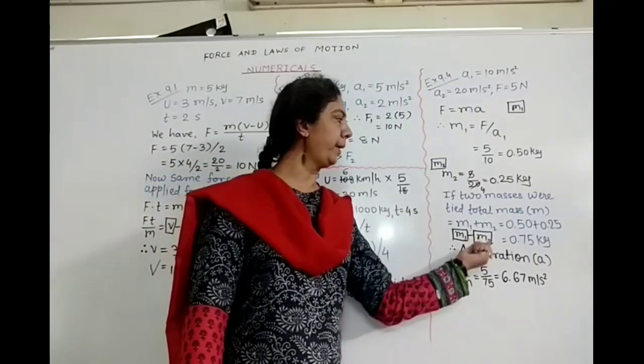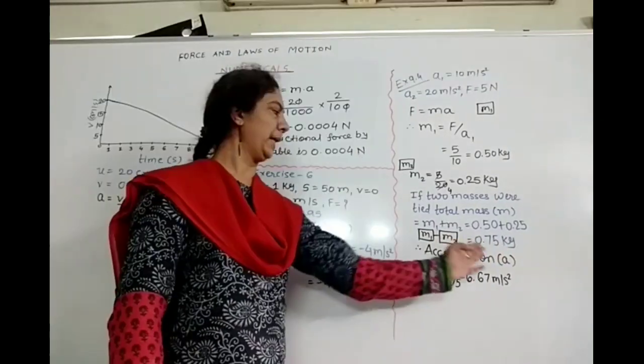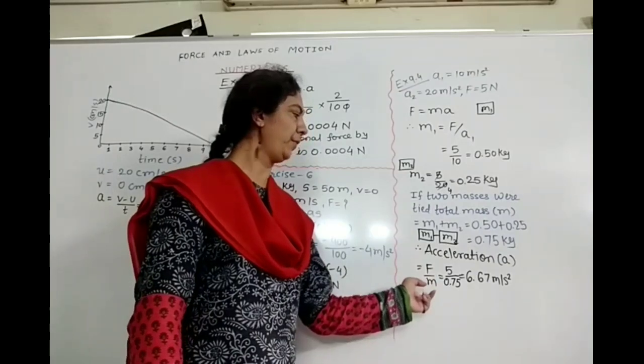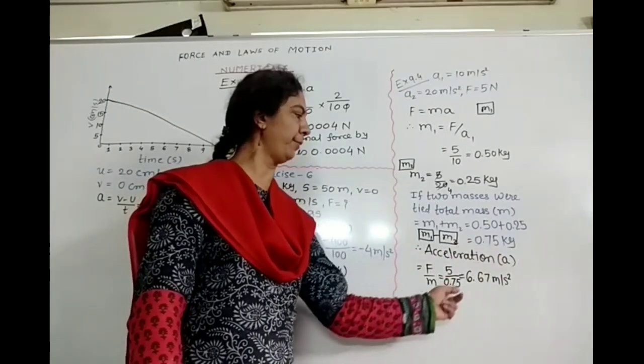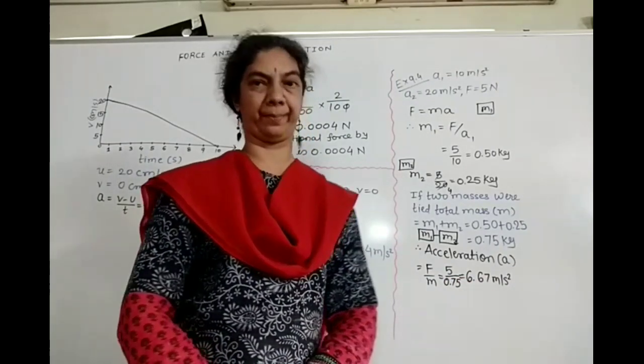So M1 plus M2 becomes 0.75 kg. Acceleration after tying both the objects, we are getting 5 divided by 0.75 as 6.67 meter per second square.